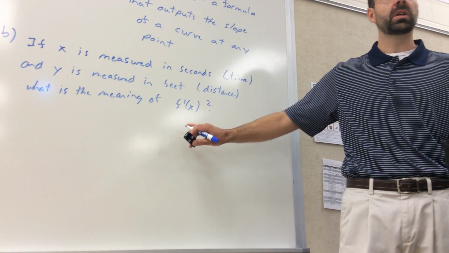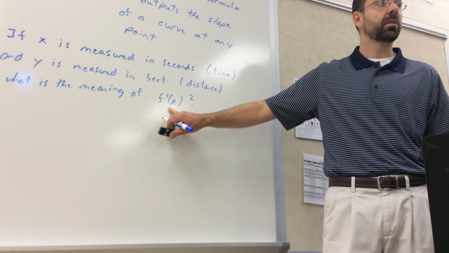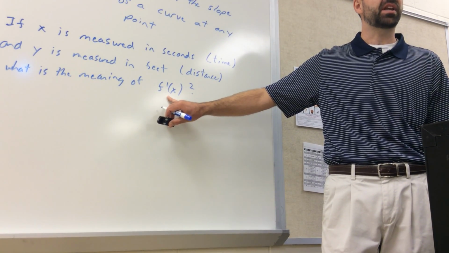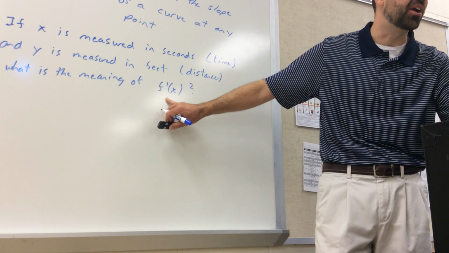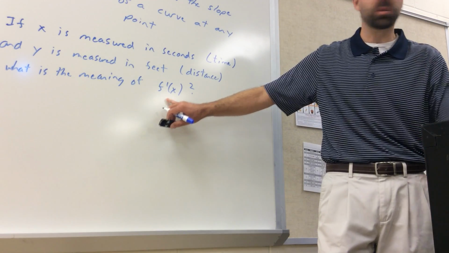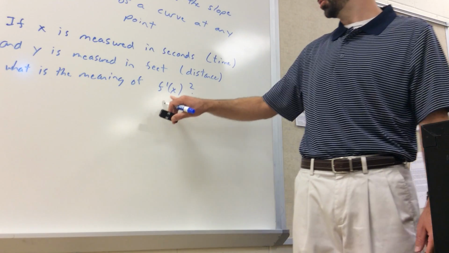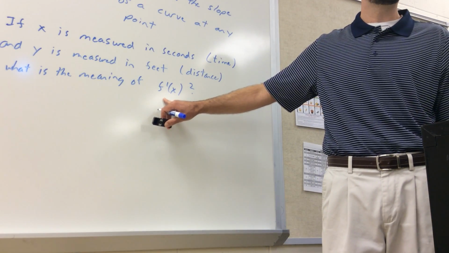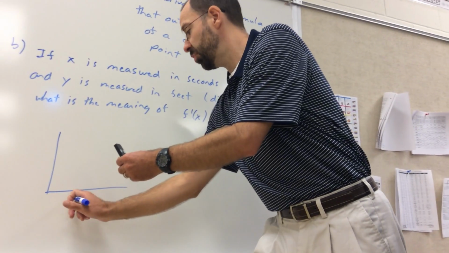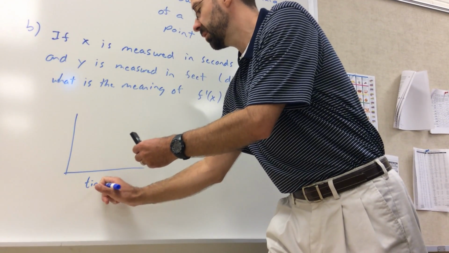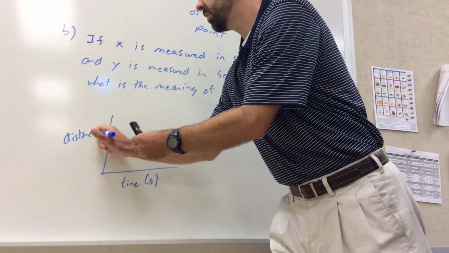Okay, so f prime of x is the slope, right? Is it the average slope or the instantaneous slope? It's the instantaneous slope. So it has the limit on it, right? Without the limit, it's average, but with the limit, which is f prime, that's the instantaneous rate. Okay, so f prime is slope. So I've got a graph now that inputs time in seconds and outputs distance in feet.